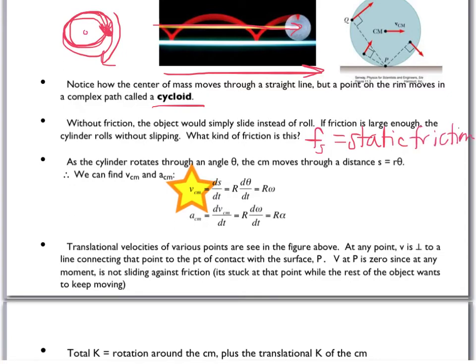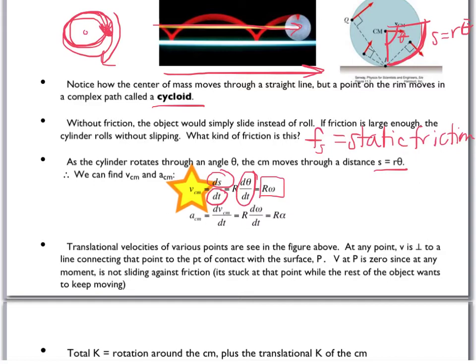Now, as the cylinder rotates through some angle theta, the distance that the center of mass would move would simply be the arc length of this section of the circle. And remember, arc length is defined as r theta. Since we would move through that distance of r theta, we could find the velocity of the center of mass by simply taking a derivative of that position with respect to time. r can be pulled out of the derivative since r is not changing for any point on the object. And we get d theta dt, or basically just r omega. So again, the velocity of the center of mass can be thought of as r omega.